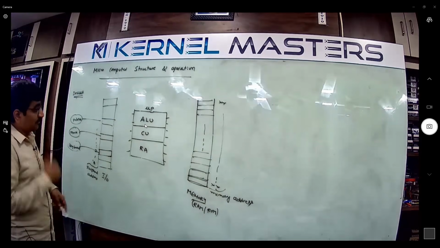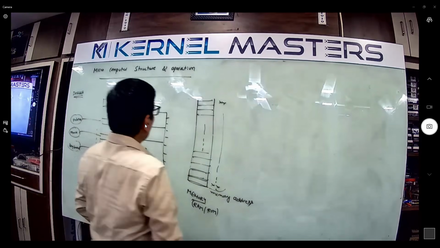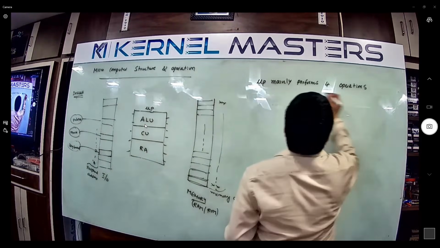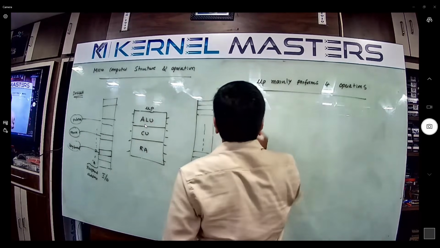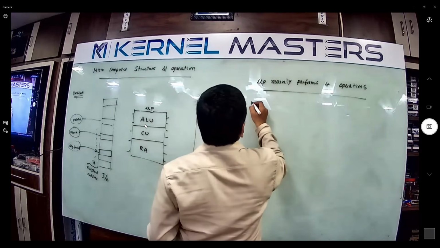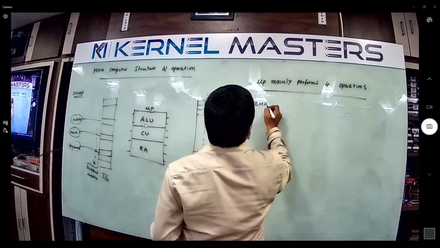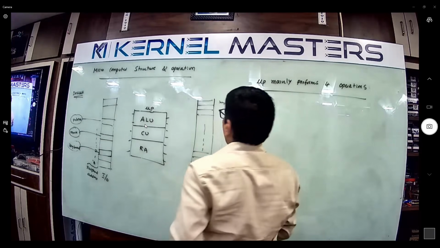The microprocessor mainly performs four operations. The first operation is called the memory read operation.